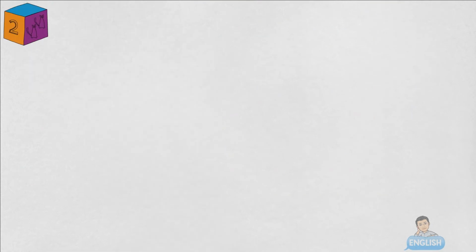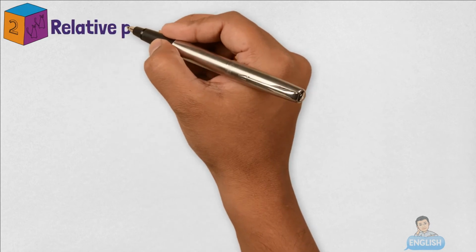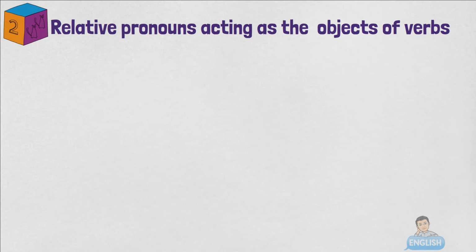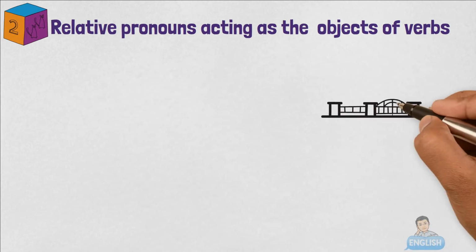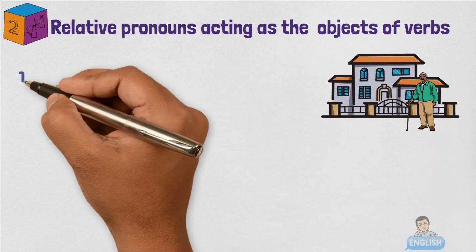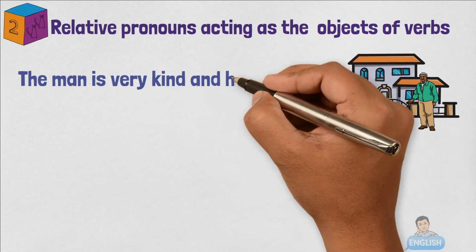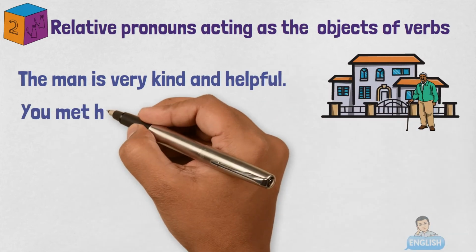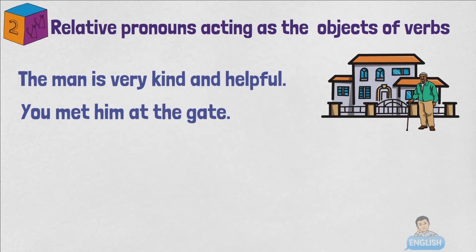2. Relative pronouns acting as the objects of verbs. Again, look at the two following sentences. The man is very kind and helpful. You met him at the gate.